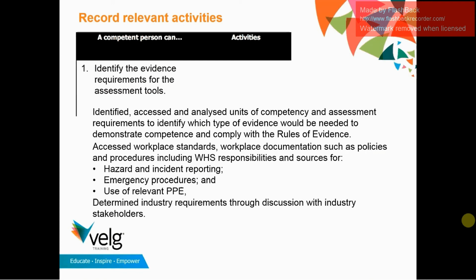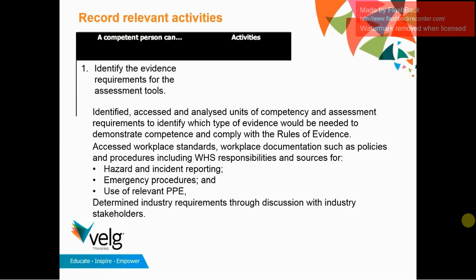I access and analyze the units of competency and the assessment requirements to make sure that I can clearly identify the evidence that would be needed to demonstrate competency, and ensuring that this evidence complies with the rules of evidence. So the first thing I'm doing is I'm accessing, interrogating, interpreting the units to make sure I can clearly see what the evidence is.